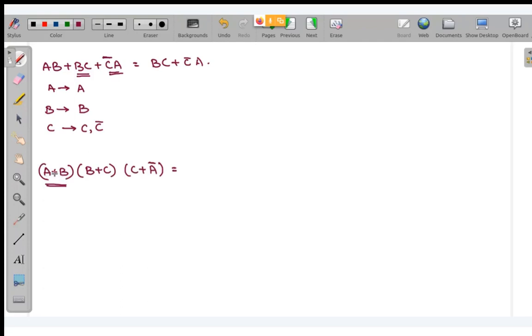So you can see here we have A, B, C again in cyclic fashion. A is present in both complemented as well as non-complemented form. B is present only in non-complemented form, and C is also present in non-complemented form. So retain terms of A. So these two are going to be retained. So A plus B and C plus A bar. Okay, now last one.